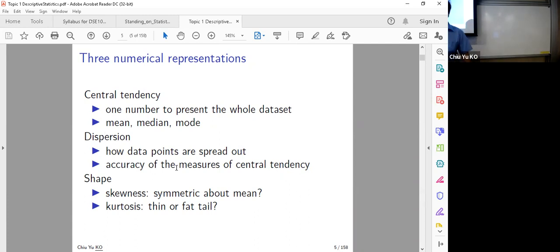Sometimes you learn the term called value at risk. It's a kurtosis potential. So that's why we are careful about shape.